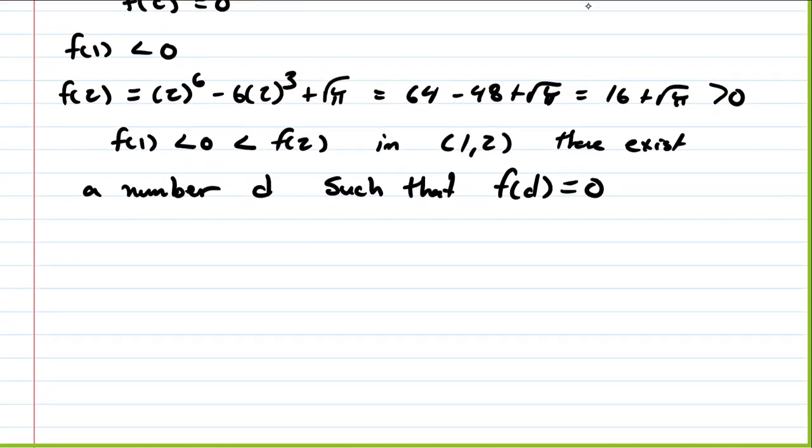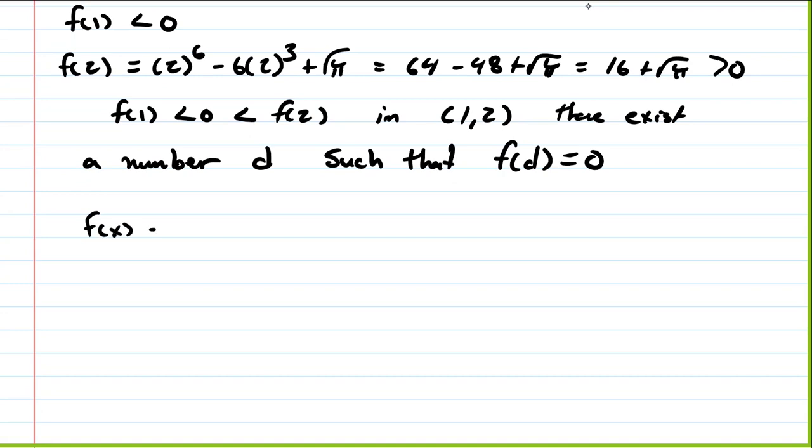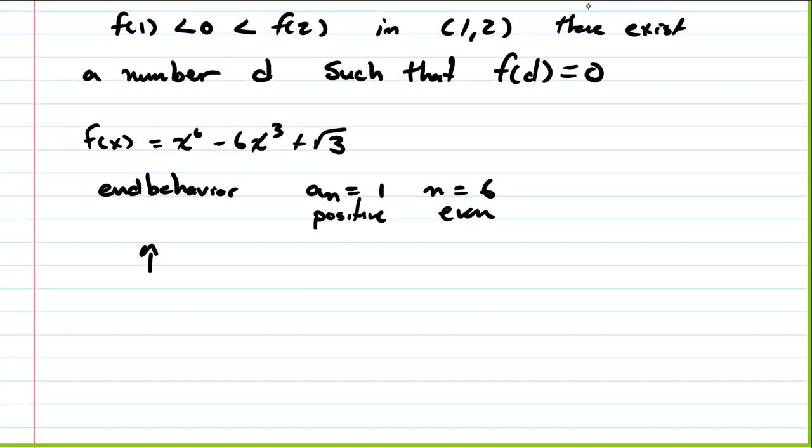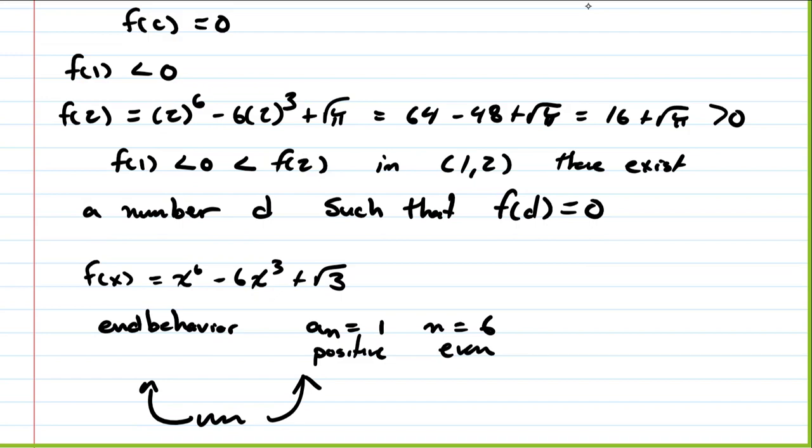All right, so let's combine all of this. So we have f of x equals x to the 6th minus 6x cubed plus the square root of pi. So if we look at our end behavior, we have a sub n is 1 and n is 6. So this is positive and even. So positive and even says our end behavior looks like this. So our graph starts up and ends up.